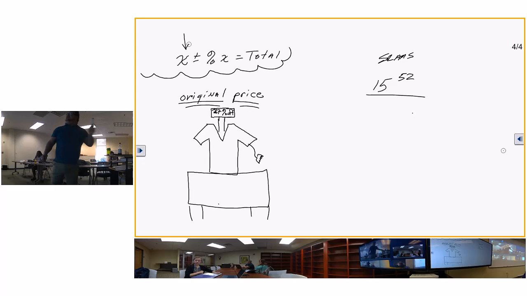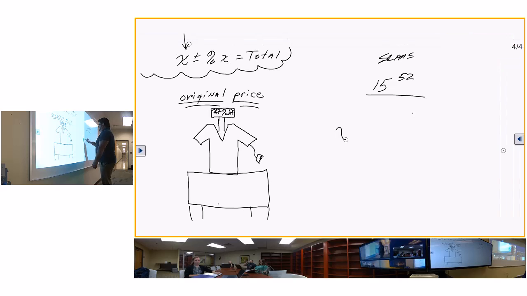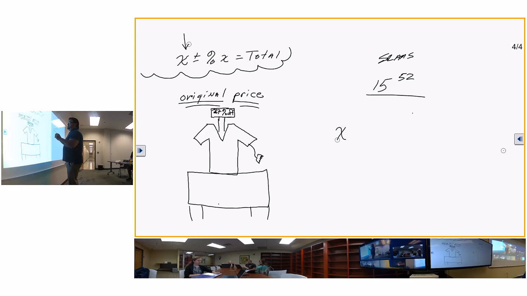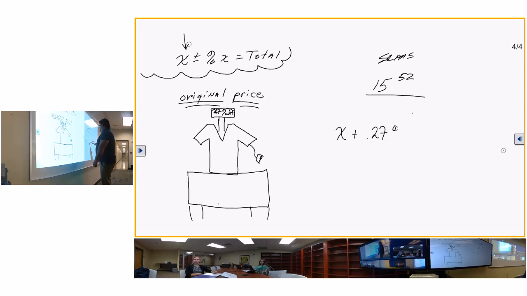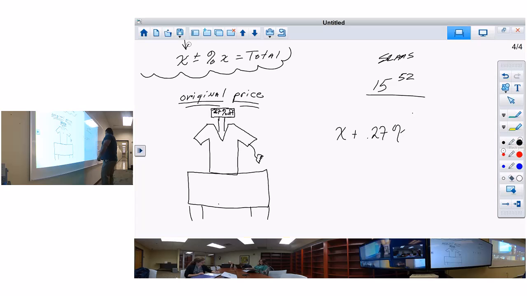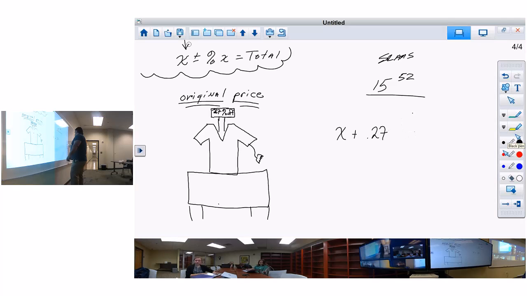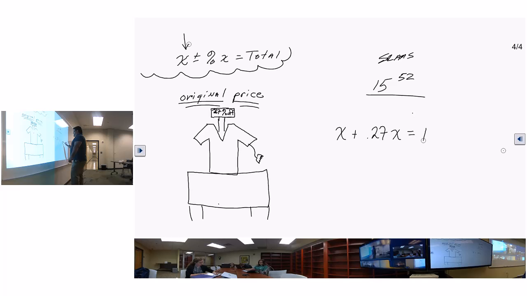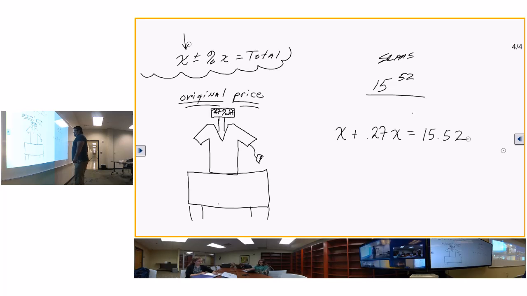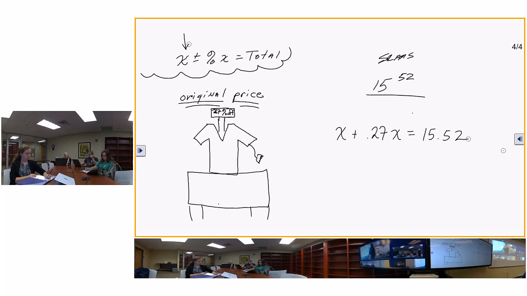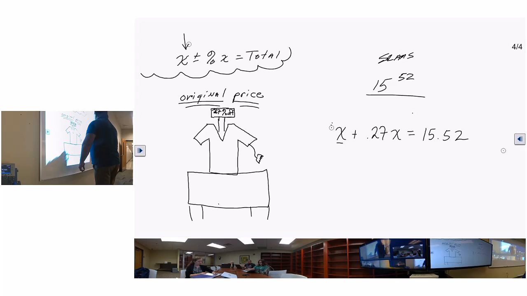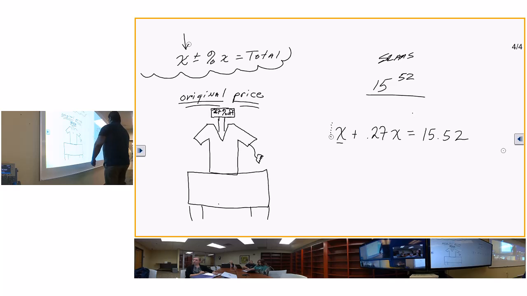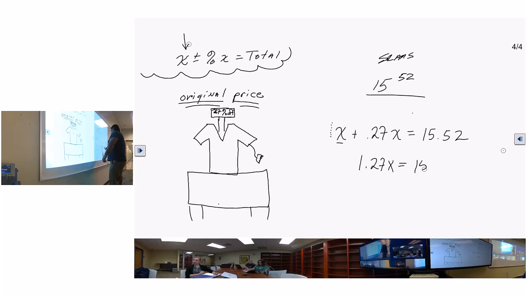So let's plug and chug. X. Okay, what do we do when we're doing taxes? We're adding 0.27x is equal to 15.52. And what's in front of this x? A 1. So that's 1.27x is equal to 15.52.